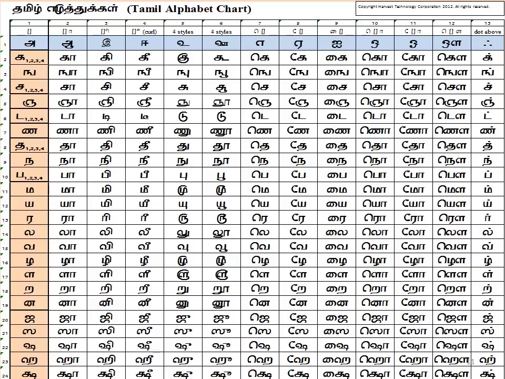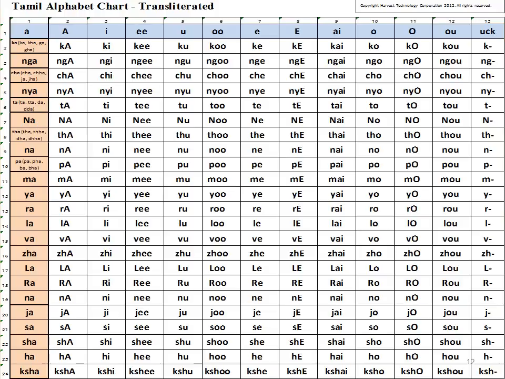Here you can also see all the different diacritic marks. I mentioned before that the diacritics for u and long u have four different variations, so you can see that in columns 5 and 6, how different letters take on different diacritics for u and long u. And this is the transliterated version of the chart. If your goal is not to learn the alphabet or to read and write, but simply to speak, then using this chart will help you learn the sounds of Tamil without having to go through the time to learn the actual letters that are used.